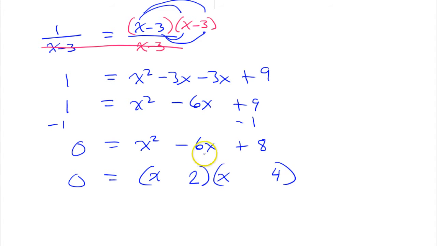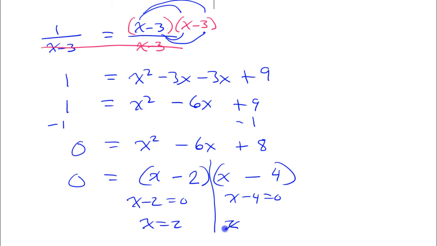Now inner plus outer must equal middle. Inner I have 2x, outer I have 4x. To make a middle of negative 6, both of these have to be negative. So negative, negative. And thankfully, a negative times negative is a positive. So everything is working out. Now we get the solutions to this equation by setting these factors equal to 0 and solving. So I get x is equal to 2 and x is equal to 4.